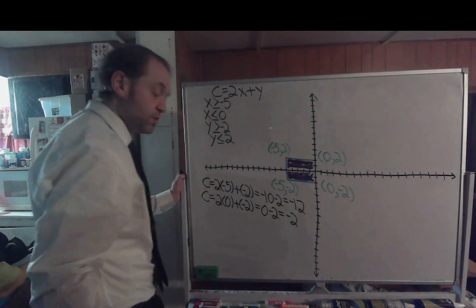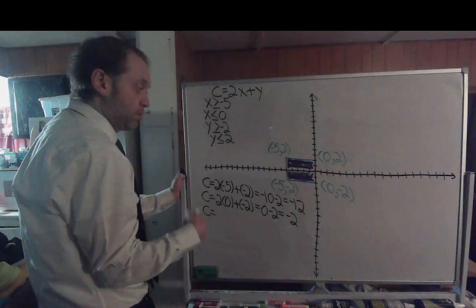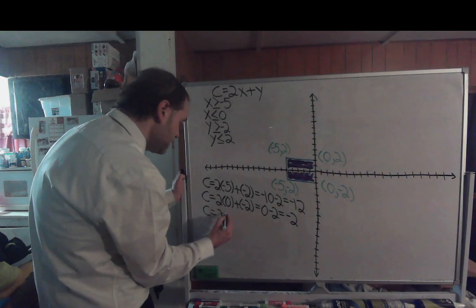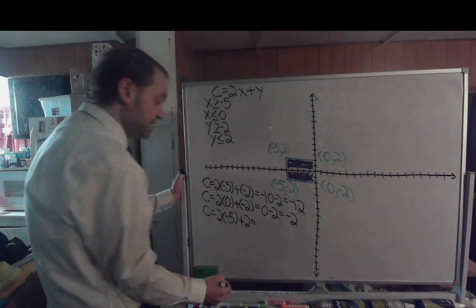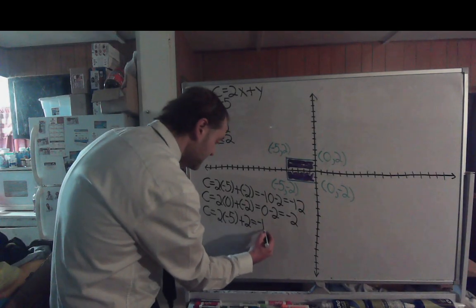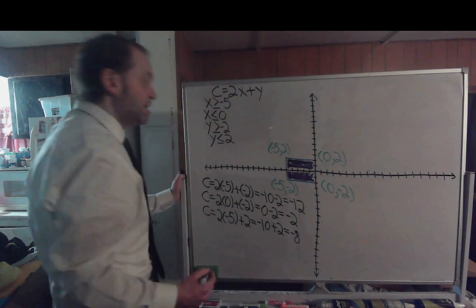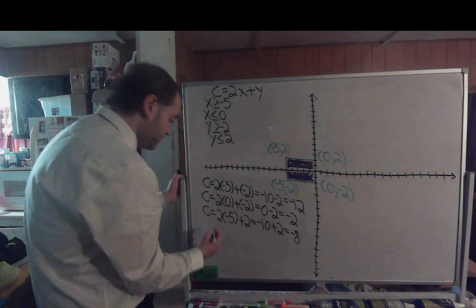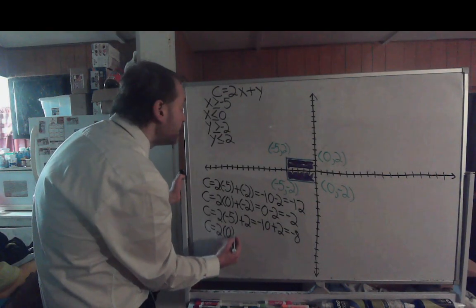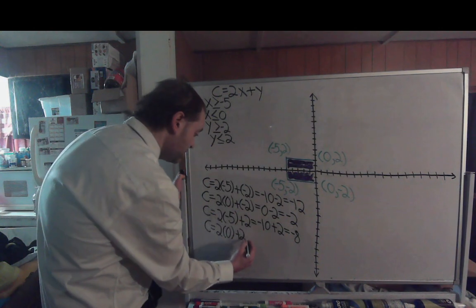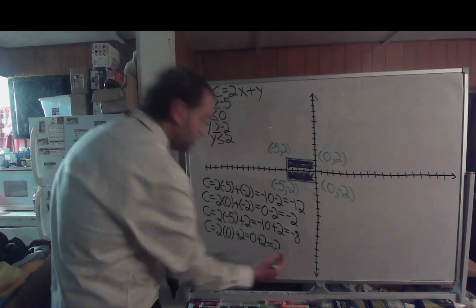Now let's put in the coordinate negative 5, positive 2 for our objective function. So 2 times negative 5 plus 2, well, that's going to, of course, give you negative 10 plus 2, which would give you negative 8. And then put in 0, 2 for that objective function. So 2 times 0 plus 2 would end up giving you 0 plus 2, which would equal 2.